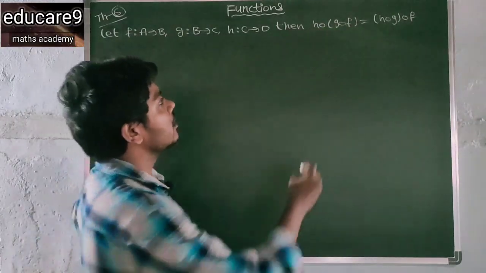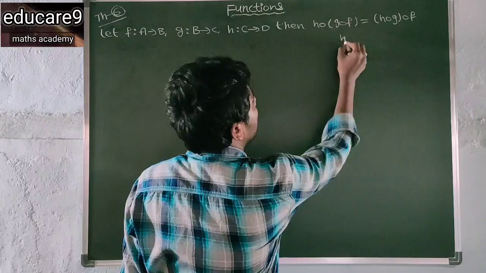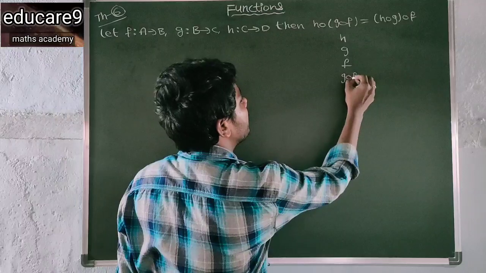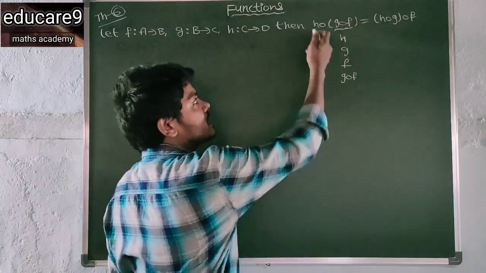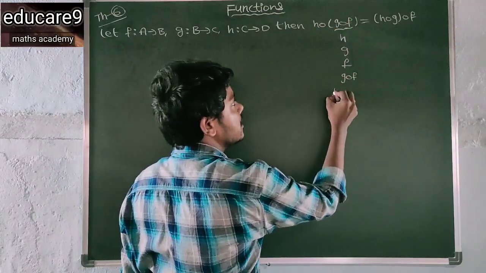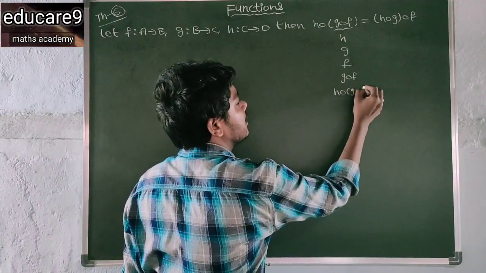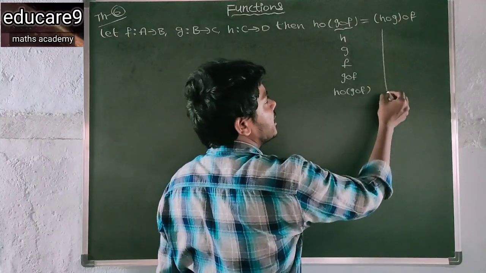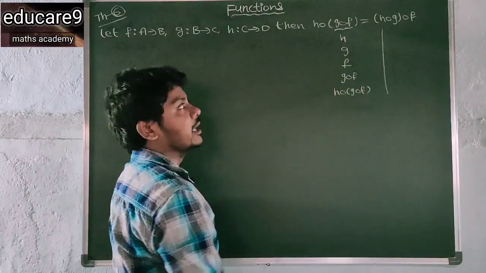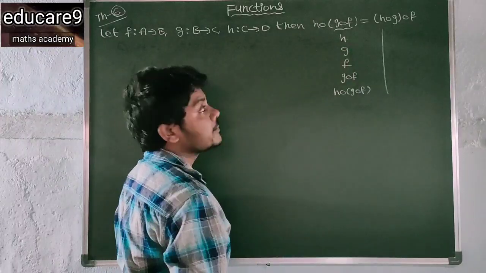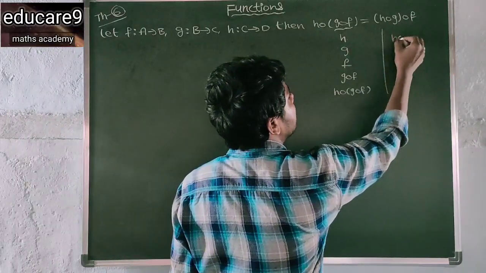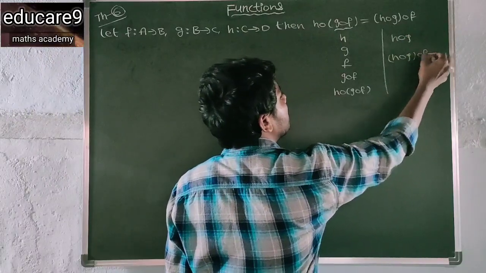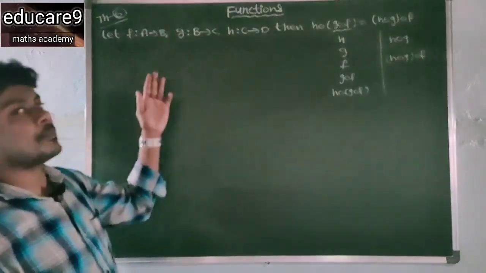See here. First write H mapping and G mapping, F mapping, G circle F mapping. Next write the total mapping, that is H circle G circle F. These are the left side mappings. And the right side mappings are H, G, F. So those already are in the LHS, and write H circle G, H circle G circle F. So first write the given mappings.